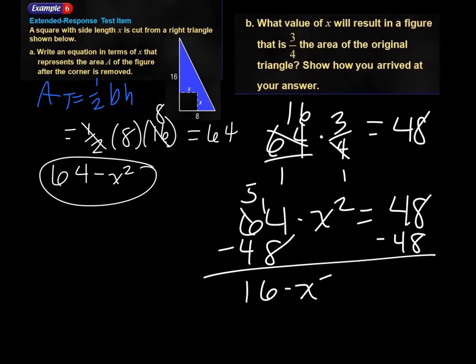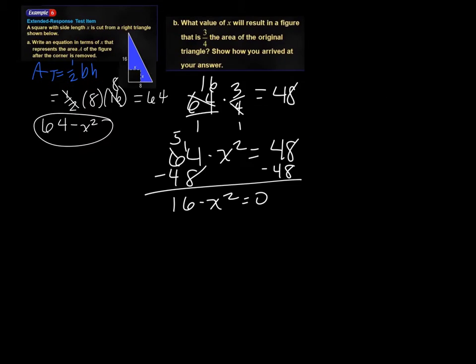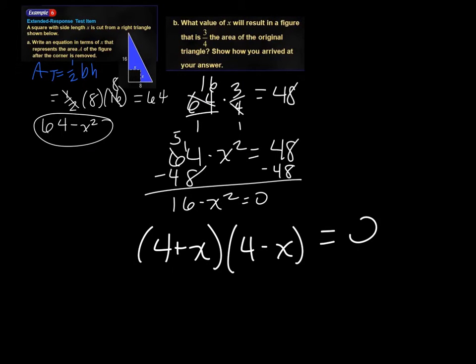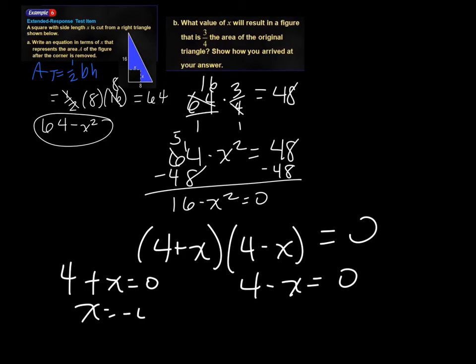And I get 16 minus x squared equals 0. Conveniently, we can factor this with difference of two squares. It's odd having the number first, but it's the same pattern. Something squared minus something squared, we factor it into the square root of that something plus the square root of the other something. So this time my two little equations are 4 plus x equals 0 and 4 minus x equals 0. So x equals negative 4 or x equals positive 4.